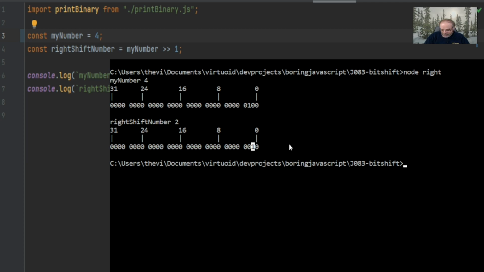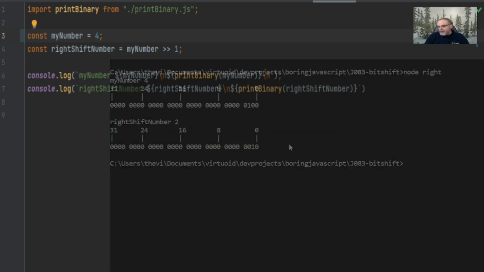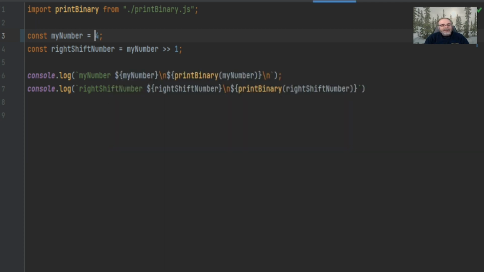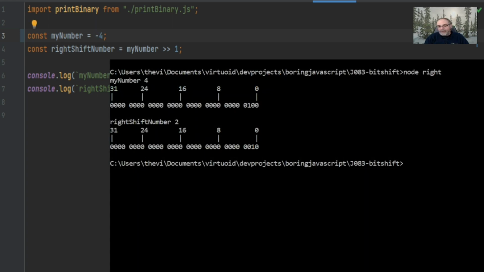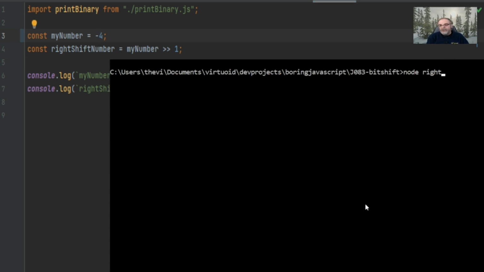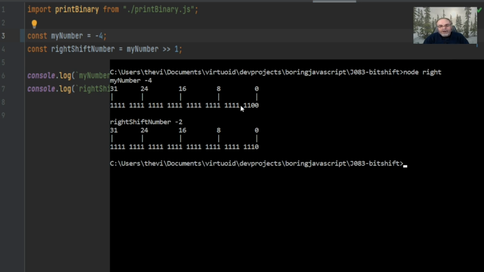So what about negative numbers? Well, let's find out. Let's just take this to -4 and shift it by 1 and see what happens. Because remember, we have that 1 at the very beginning at bit number 31, and that's the signed bit. So if everything gets shifted, this is going to turn into positive, right? Let's save that. Let's flip over to Node. Let's clear the screen off here. Let's go Node right. And I went from -4 to -2.